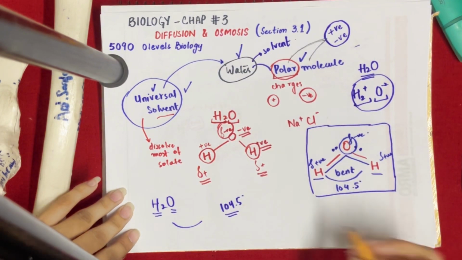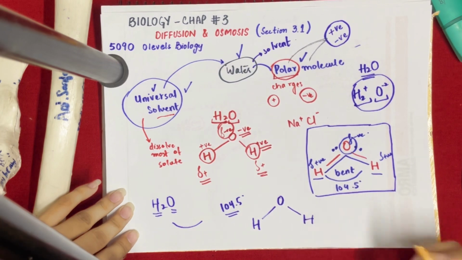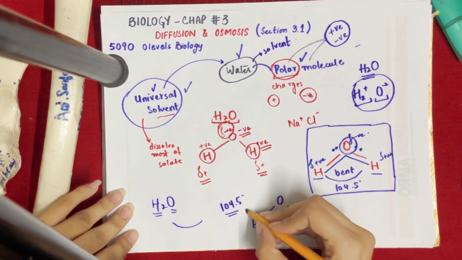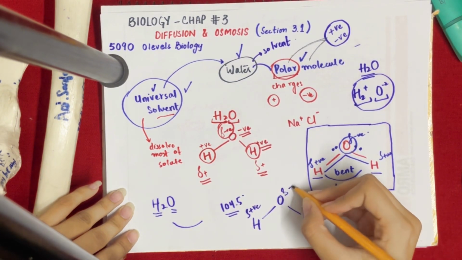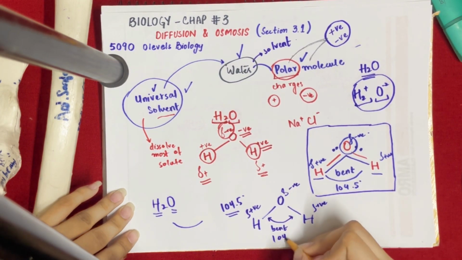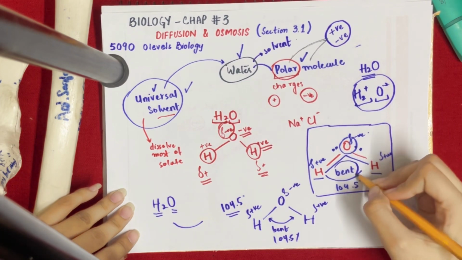You can see in this diagram, there are two hydrogen atoms and one oxygen atom that are bound in such a manner. The hydrogens at the two ends are positively charged, this one and this one, while oxygen is negatively charged, giving it a bent structure of angle 104.5 degrees. This is actually what it means by water being a polar molecule, and it is a universal solvent. That means that it dissolves most of the solutes in itself and has a bent structure.